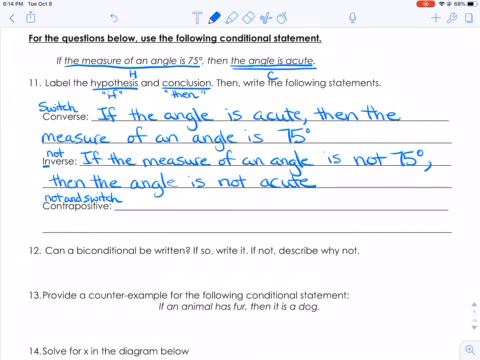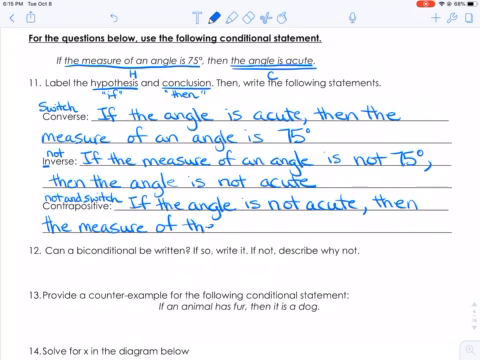Okay. The last one is not and the switch. So if the angle is not acute, so I started with the conclusion, then the measure of an angle is not 75 degrees. Okay.